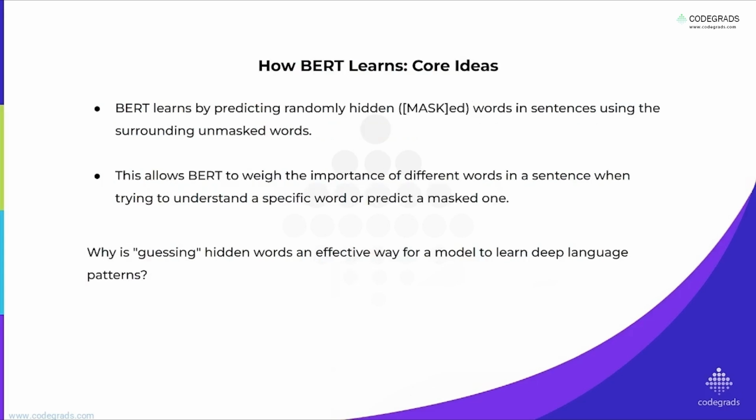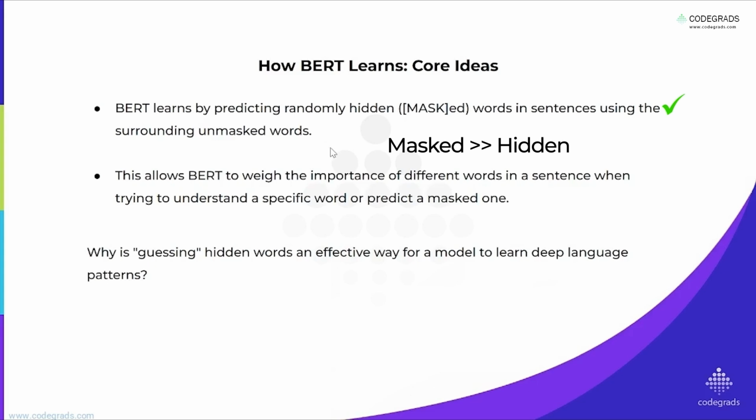Now, how BERT learns? The core ideas we'll understand. First of all, it learns by predicting the randomly hidden, that is the masked words in sentences, using the surrounding unmasked words. In case of masking, we basically hide the words in the sentences, and that is the meaning of masking. After the masking, specific words are masked here. If you consider this example, the first four letters are masked, so they are hidden, and then the model predicts the word that we are trying to say. So this is the way BERT predicts the words that are masked using all the surrounding unmasked words.